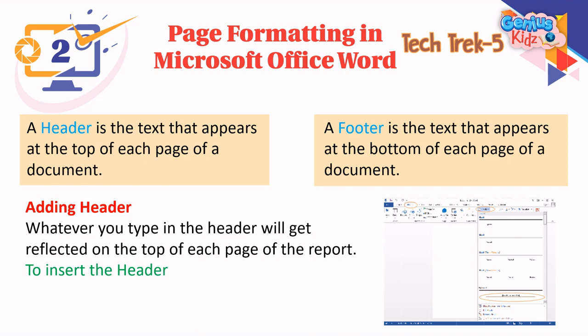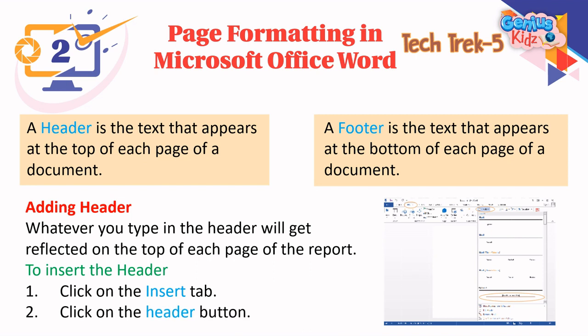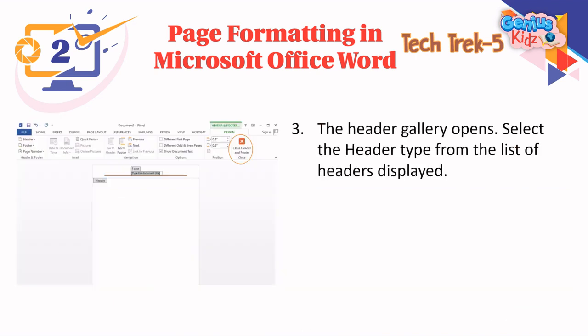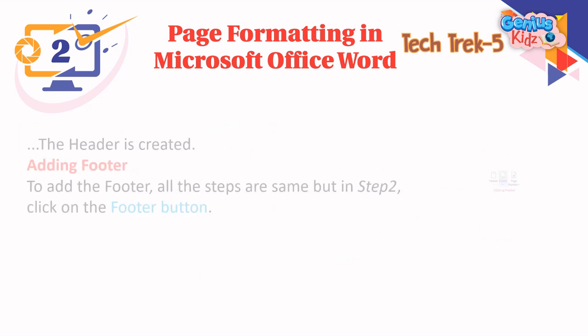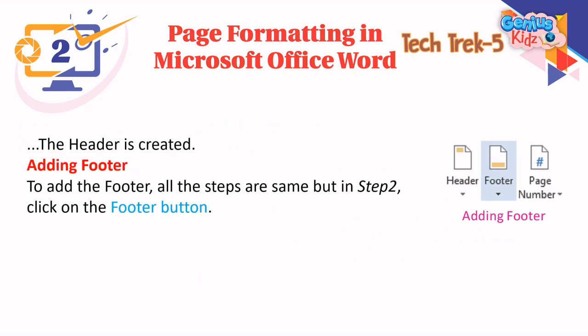To insert the header, 1. Click on the Insert tab. 2. Click on the Header button. 3. The Header gallery opens. Select the header type from the list of headers displayed. 4. Click on the header placeholder and type the text. 5. Click on the Close Header and Footer button. The header is created. Adding footer. To add the footer, all the steps are same, but in step 2, click on the footer button.